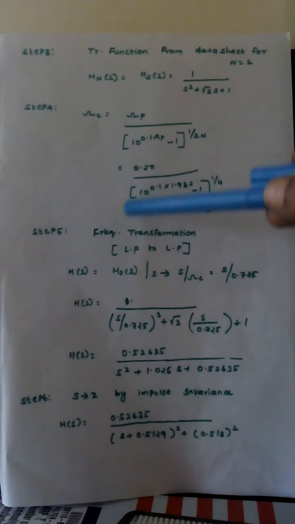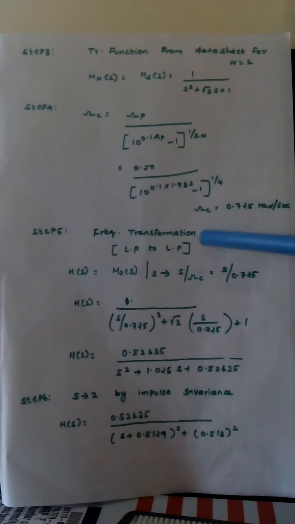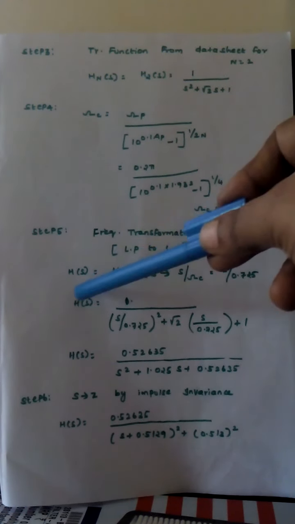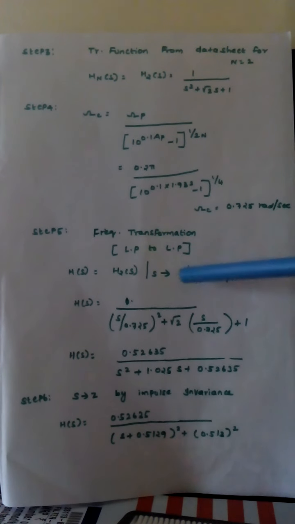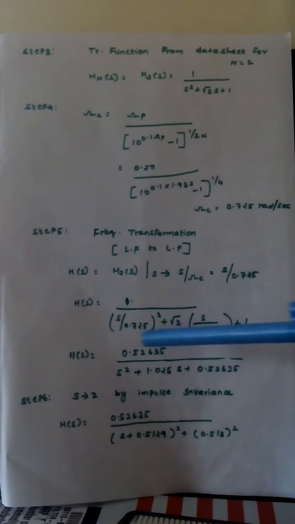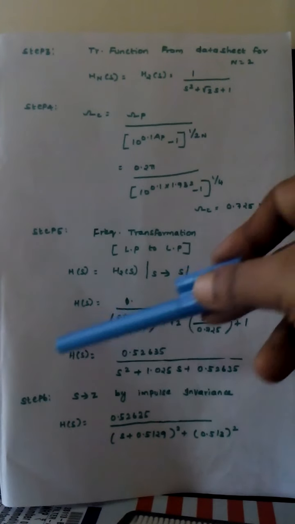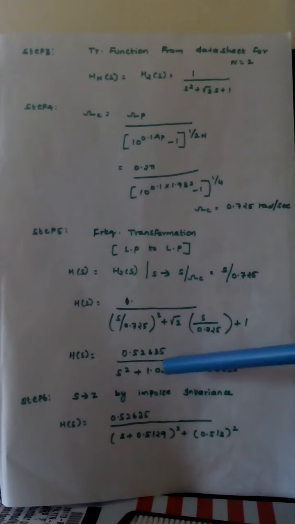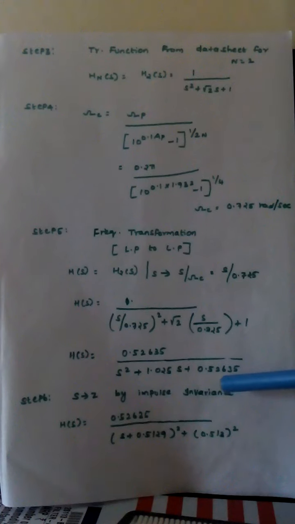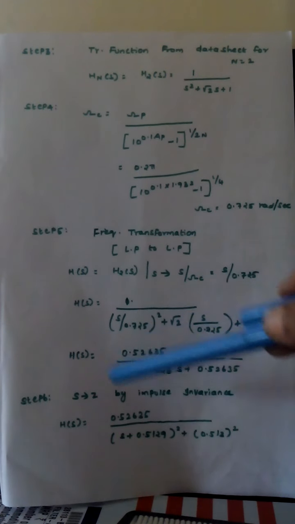Again, next step, we have to go for the frequency transformation. Here also they didn't mention, so we are going for low pass to low pass. So Hn of S is converted into H of S, where S will be replaced by S by omega c. Omega c value is 0.725, so S will be replaced by S by 0.725 in this system function. If you replace it, we get H of S as 0.52635 divided by S square plus 1.025 into S plus 0.52635. So this is your H of S.